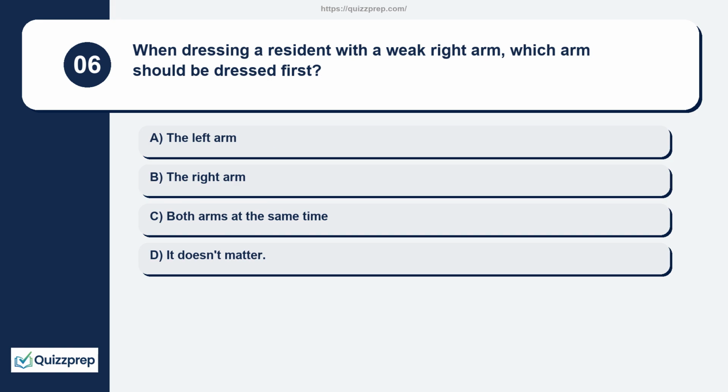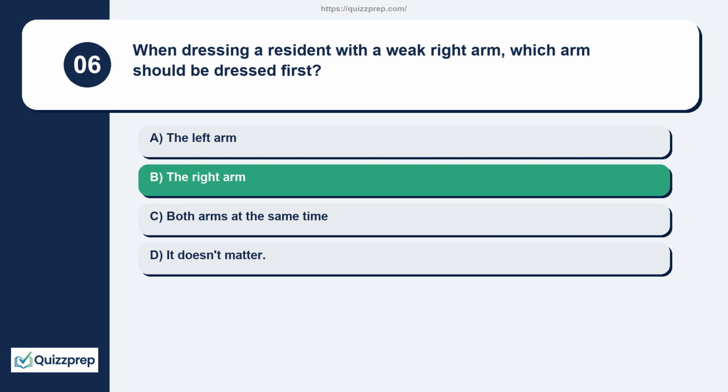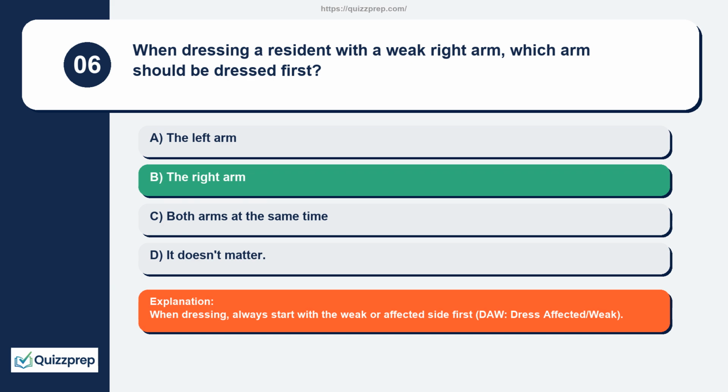Question 6. When dressing a resident with a weak right arm, which arm should be dressed first? The left arm, the right arm, both arms at the same time. It doesn't matter. When dressing, always start with the weak or affected side first. Dress affected/weak.